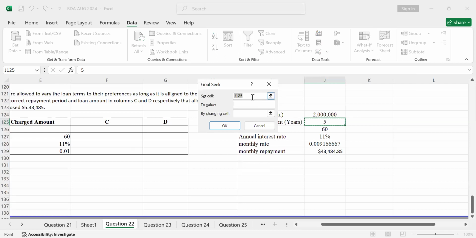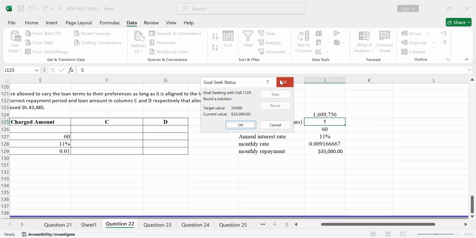Goal Seek here is the amount that we want to be paying, which in this case is 35,000. So I'll just put 35,000 there. What we'll be changing is the amount of the loan. So I can click on the amount of the loan to change, this one. Click on that, and then you say okay.